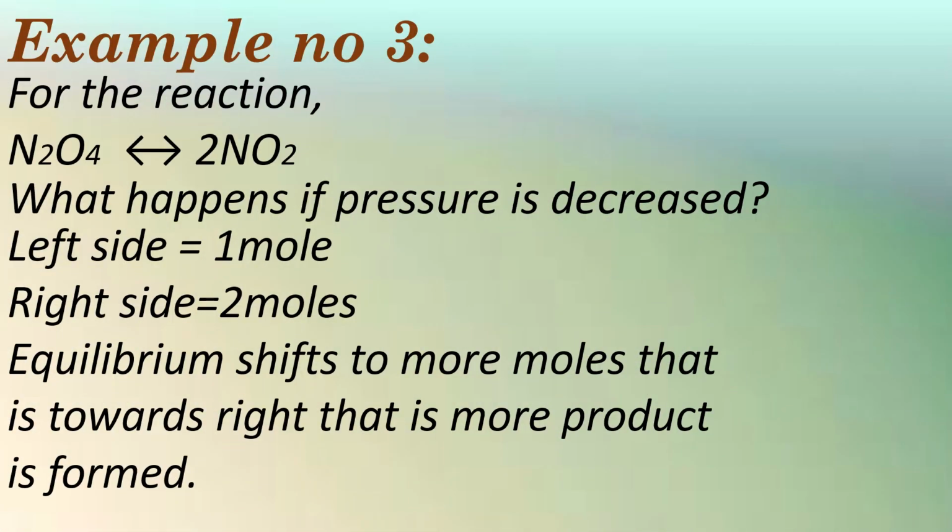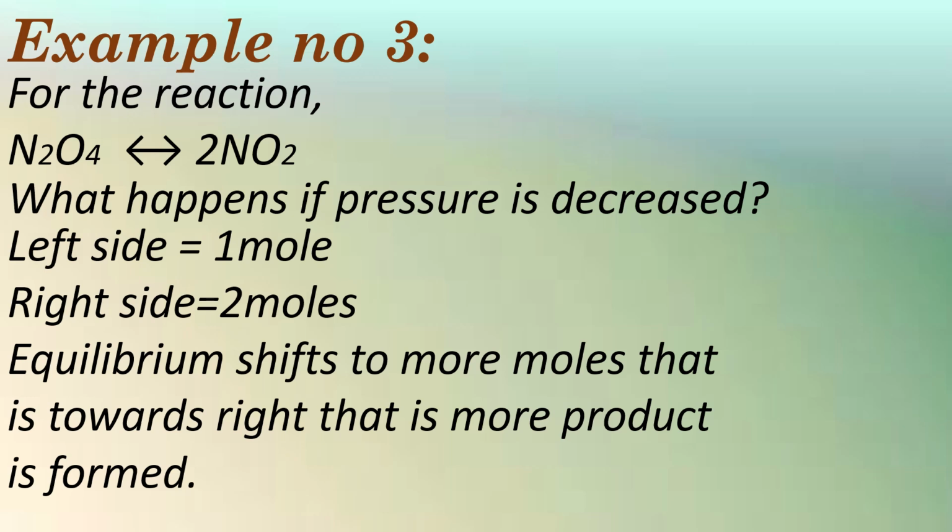Example number 3. For the reaction N2O4 gives us 2NO2. This is also a reversible reaction. Reactant is forming product. Product is forming reactant. What happens if pressure is decreased?